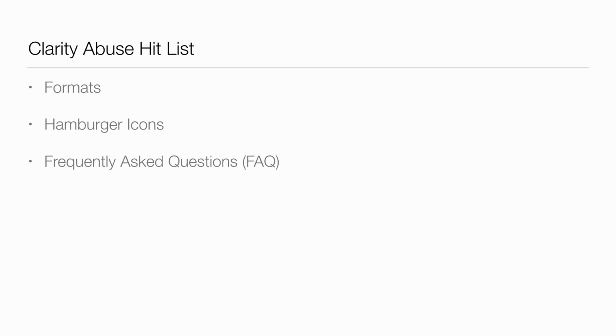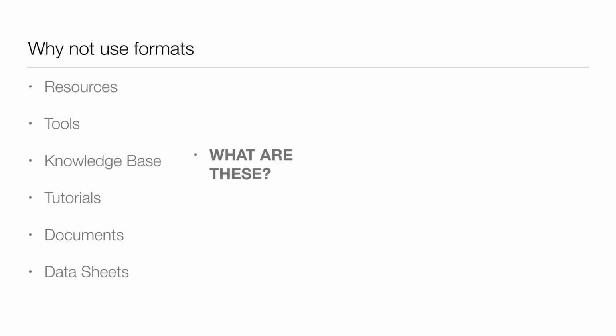So here are 3 things that people do to abuse clarity in websites. They use formats, they use hamburger items, and frequently asked questions. But why are these bad? Well, here are some formats. Resources, tools, knowledge base, documents, tutorials, data sheets. Now, you might ask yourself, what are these?